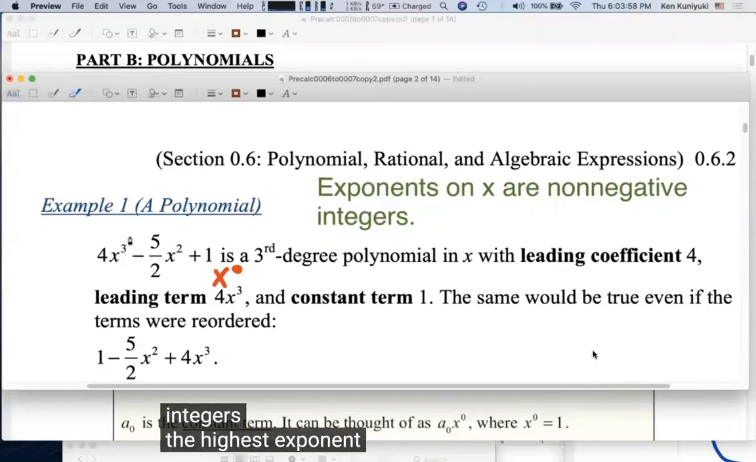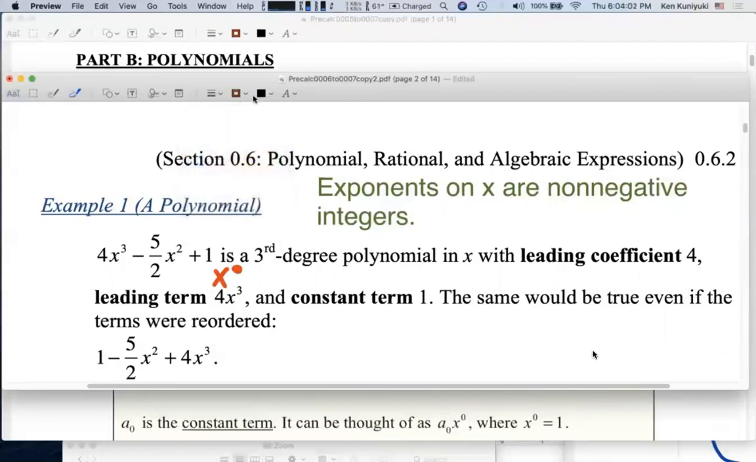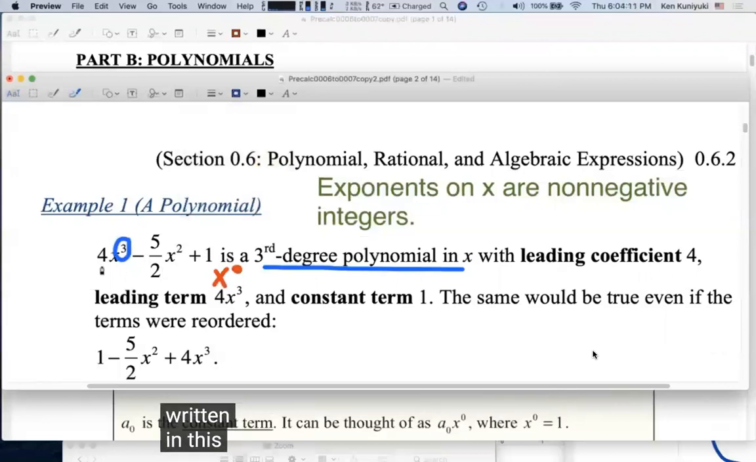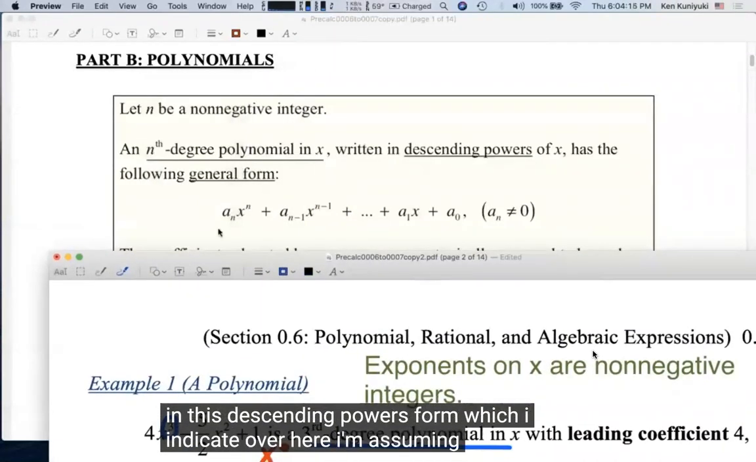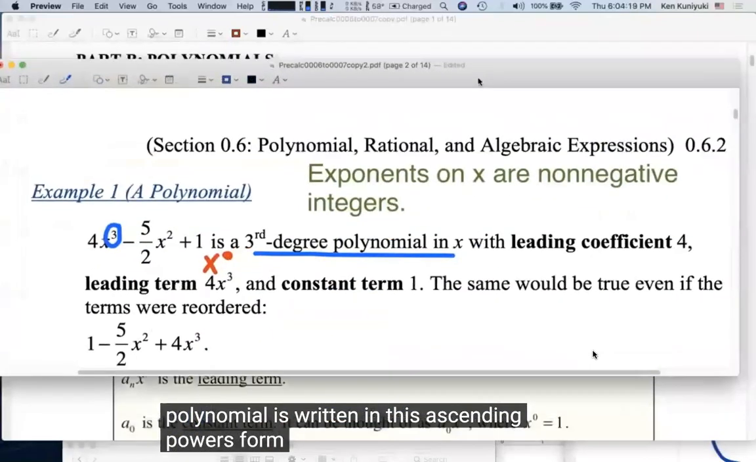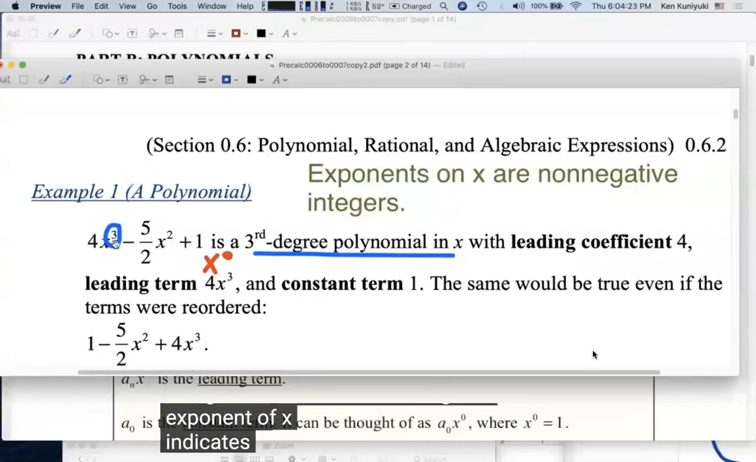The highest exponent on x is the degree. Okay. Assuming that's being written in this descending powers form, which I indicate over here. I'm assuming the polynomial is written in this descending powers form. All right. But as it stands, the highest exponent in x indicates that's a third degree polynomial.